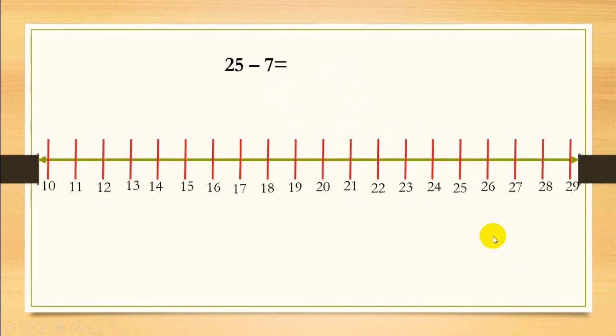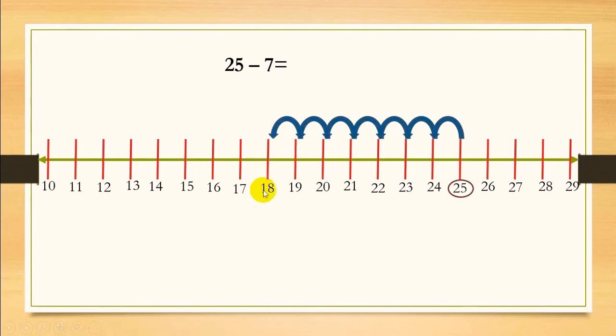We can also use a number line to find the difference between any two numbers. First of all, I'm going to mark 25 on my number line and move backward, 7 jumps. 1, 2, 3, 4, 5, 6 and 7. So now my number is 18.